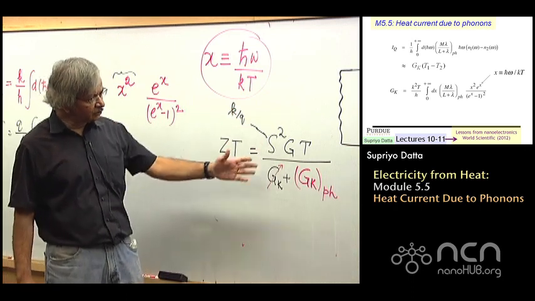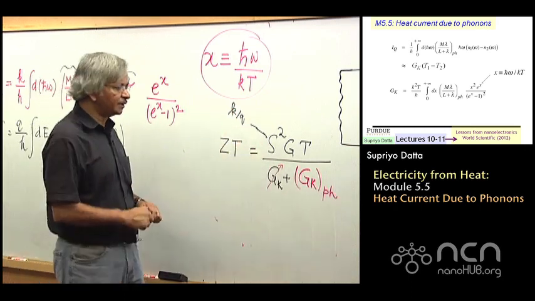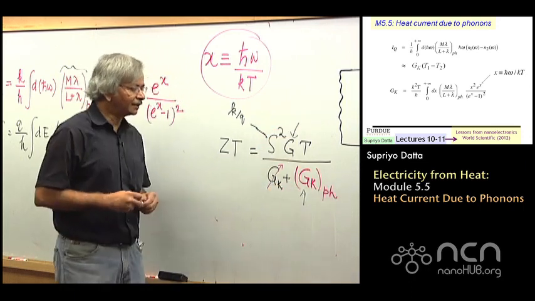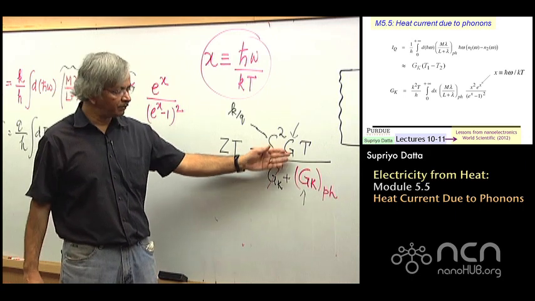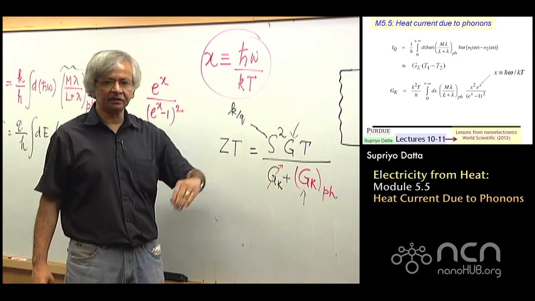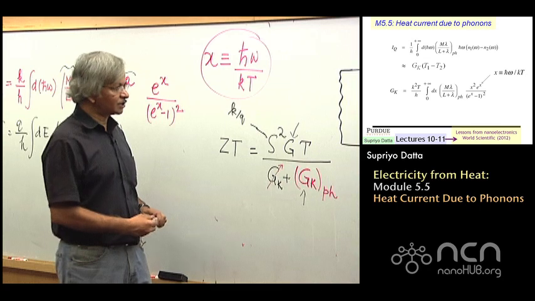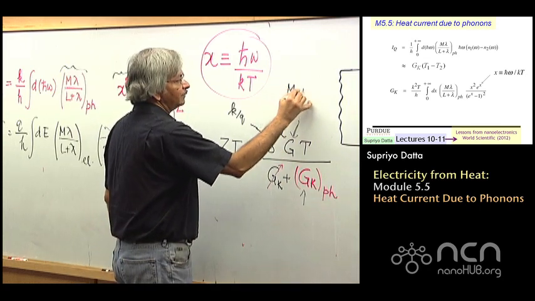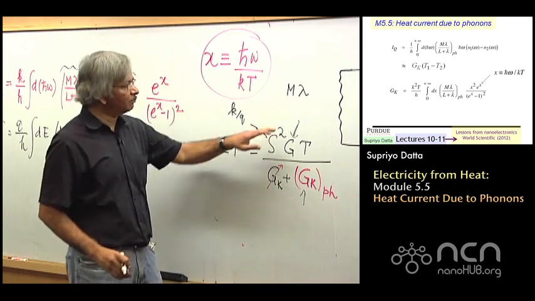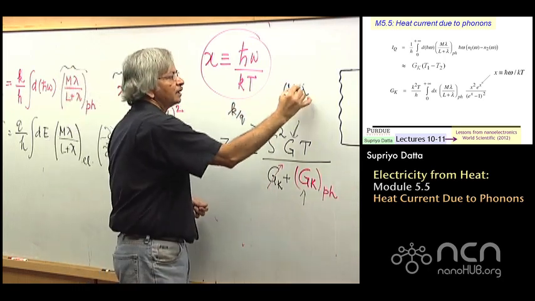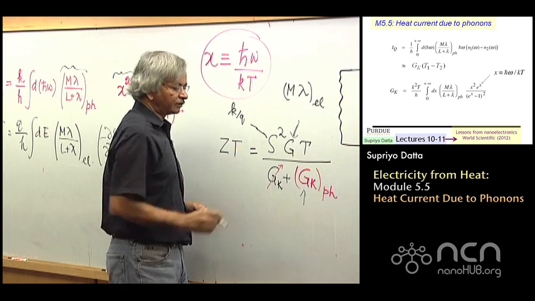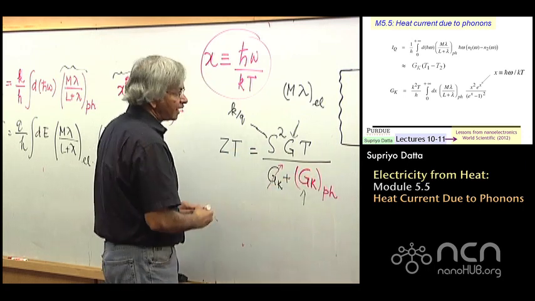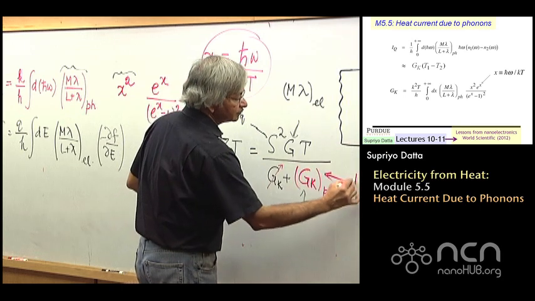The point is a lot of present-day materials are really limited by the ratio of this to this. That is, the conductance due to electrons compared to the thermal conductance due to phonons. Why? Because the conductance due to electrons depends on M lambda. That is, how many modes due to electrons and what is the mean free path due to electrons. Similarly, for phonons, it's the M lambda for phonons.